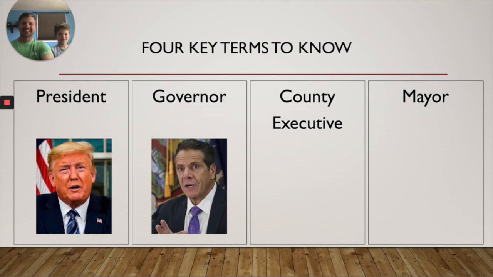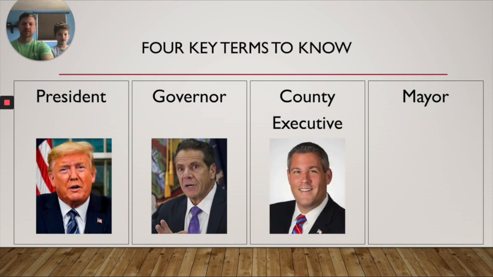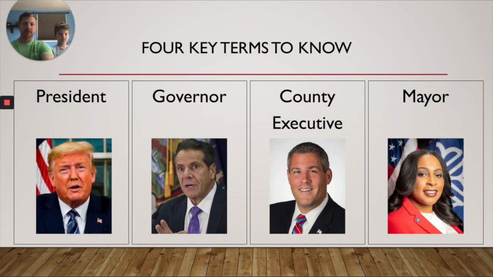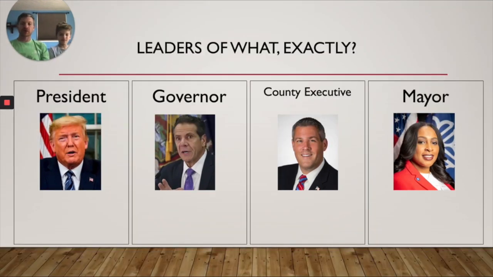Thank you. The county executive. Let's see about this face. His name is Adam Bello. And that means that a lot of you probably knew who Lovely Warren is. And she is the mayor. All right. So we've got Donald Trump, Andrew Cuomo, Adam Bello, and Mayor Lovely Warren. Now let's learn a little bit more about those 4 things and what they are and what they do. All right. So the question is, they're leaders of what exactly, right? We know that they are leaders of something.